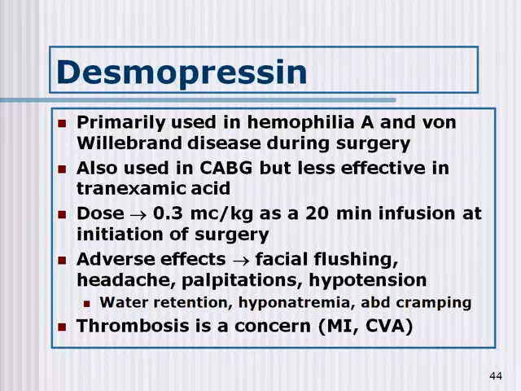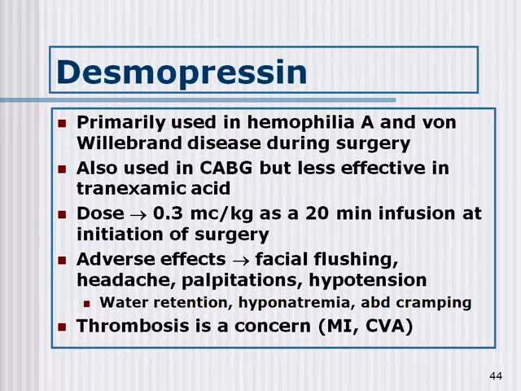Desmopressin, primarily used in hemophilia A. We're on slide 44, sorry. Slide 44A, desmopressin. Primarily used for hemophilia A and for patients who have a history of von Willebrand disease during surgery. It's also been used in people undergoing CABG, but less effective than tranexamic acid. Our surgeons have actually used desmopressin. The recommendation is 0.3 mcg per kilo as a 20-minute infusion at the start of surgery.